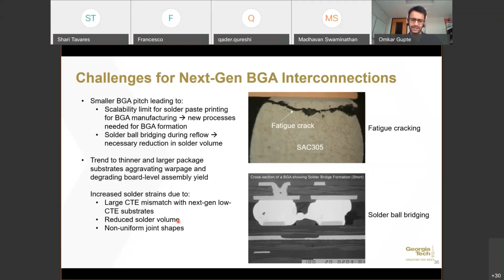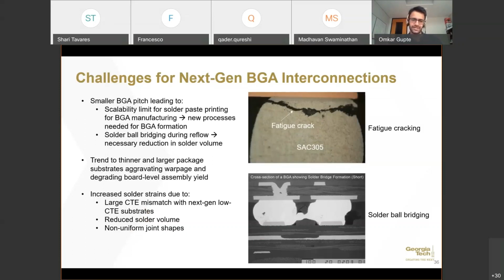And the solder strains are also expected to increase because of the large CTE mismatch between the next generation low CTE substrates, and reduced solder volume and non-uniform joint shape. So these are all the challenges that the BGA interconnections would face.